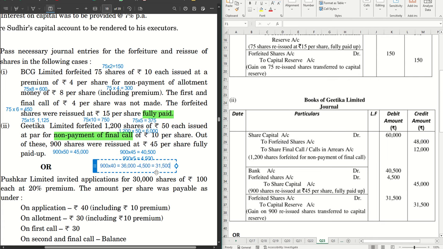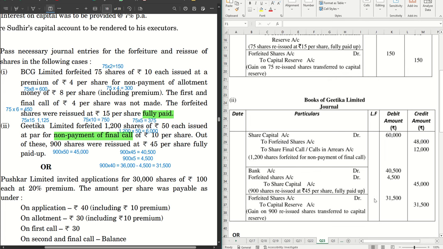That is the profit which will be transferred to capital reserve. So let me repeat once more. 40 rupees is the amount forfeited per share on the share reissued, which is 900 shares. That means the company forfeited 36,000 only on these 900 shares we're talking about, minus the discount on reissue, which is 4,500 as we calculated here. So that's giving us 31,500 as the capital profit which the company has made on reissue of these shares.